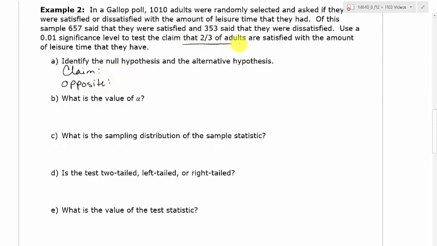The claim is that 2/3 of adults are satisfied with the amount of leisure time they have, and we also need to determine which test statistic we're needing here. This one is about a proportion, right? They have one group that is satisfied, the other group is dissatisfied. So there are two choices, and that makes it a proportion. So we're saying that P, 2/3 of them are satisfied. So P is equal to 2/3 is the claim. The opposite mathematically would be that P is not equal to 2/3.